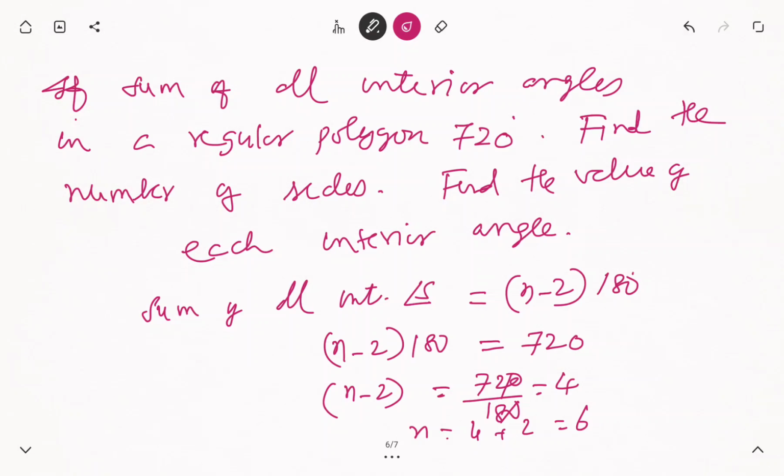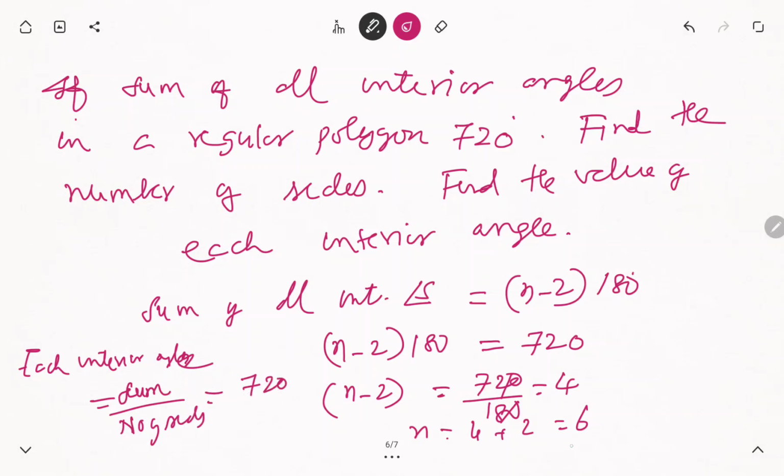Another question is asked. What question? Find the value of each interior angle. So what is the formula for each interior angle? Each interior angle is equal to the sum divided by the number of sides. Sum is how much? 720. Here we have the number of sides, 6.